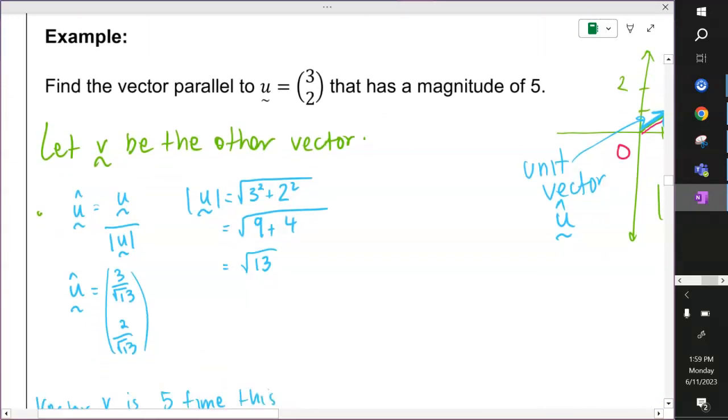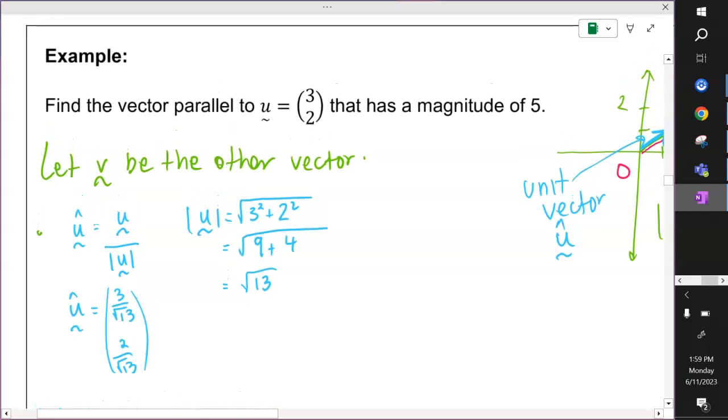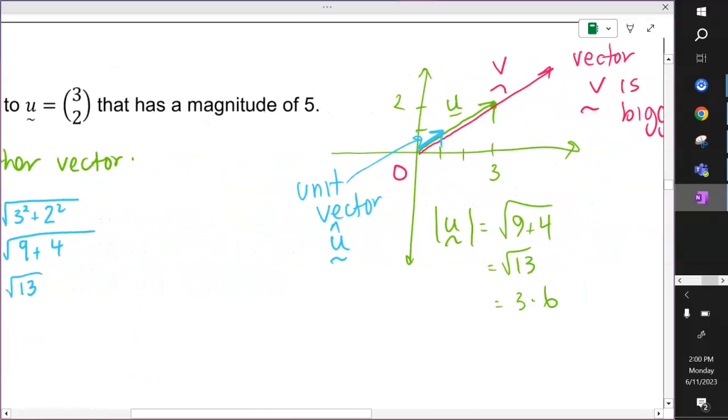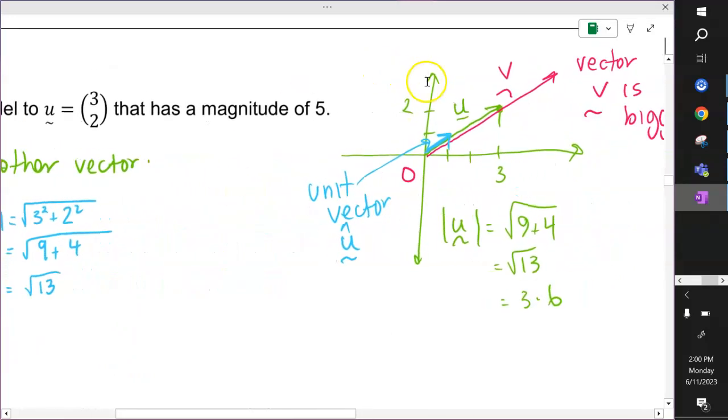Now let's have a look at the final example for today. Find the vector that is parallel to the vector u = (3, 2) and has a magnitude of 5. Now, I think we need to draw this diagram first over here. So I pop that over here. And what I've got there is my green vector, vector u, is (3, 2). So that's the green one up there.